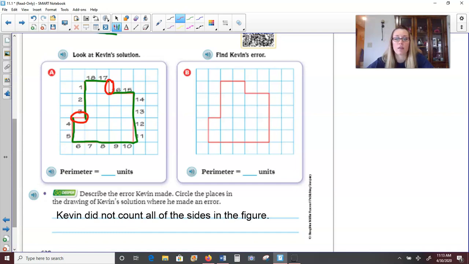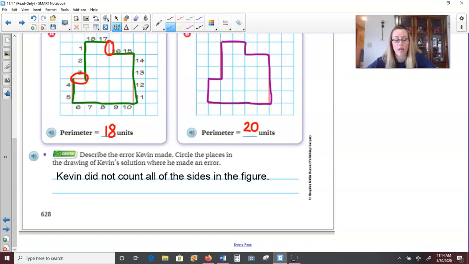So if he thought his perimeter was 18, but he forgot to count 2 sides, what is the actual perimeter going to be? Well, without counting it, I can add 2 more sides that he missed onto 18 and get a total of 20. But I do want to add just to be sure. So 1, 2, 3, 4, 5, 6, 7, 8, 9, 10, 11, 12, 13, 14, 15, 16, 17, 18, 19, 20. Okay, so he did not add up all the sides.